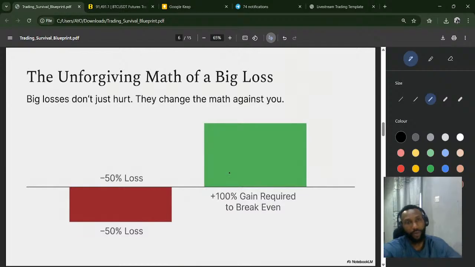The unforgiving math of a big loss. Big losses don't just hurt. They change the math against you. Can you see that? Big losses don't just hurt. They change the math against you.